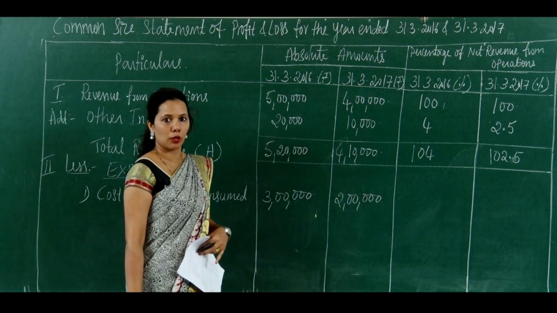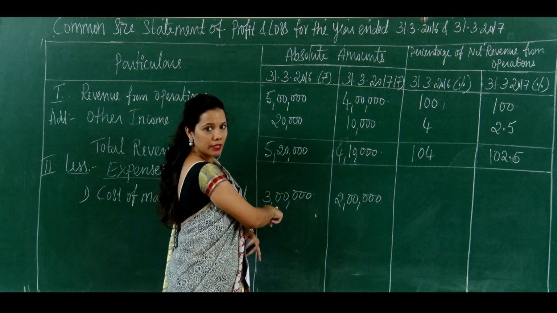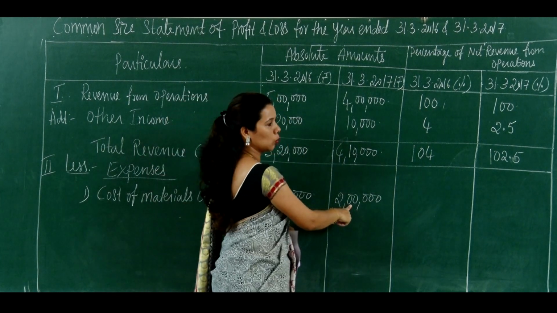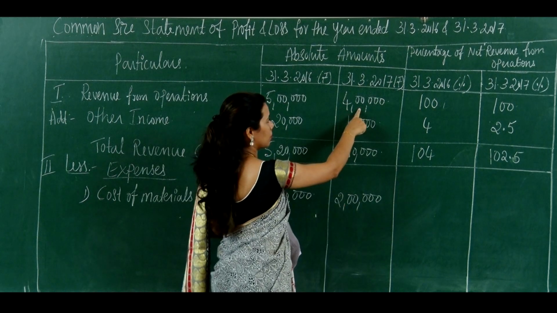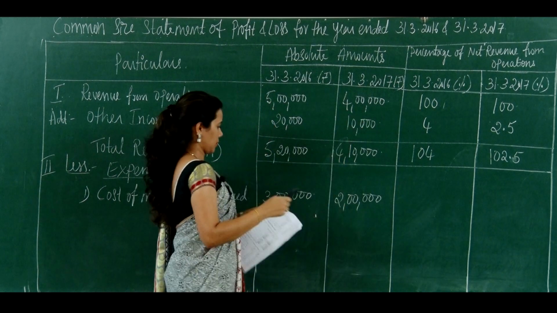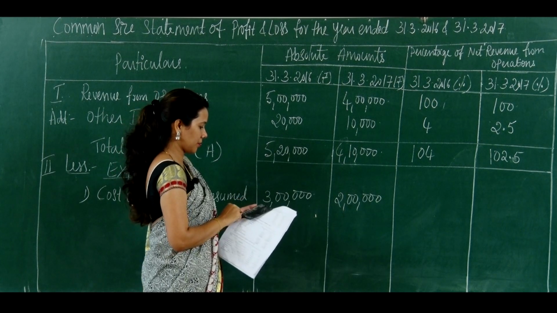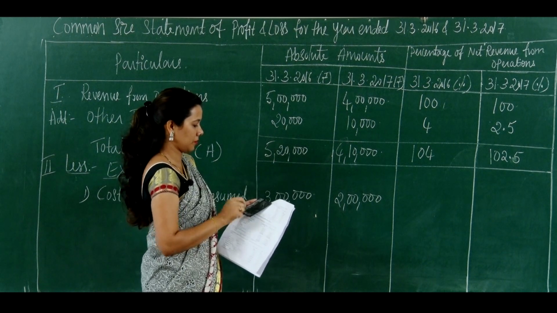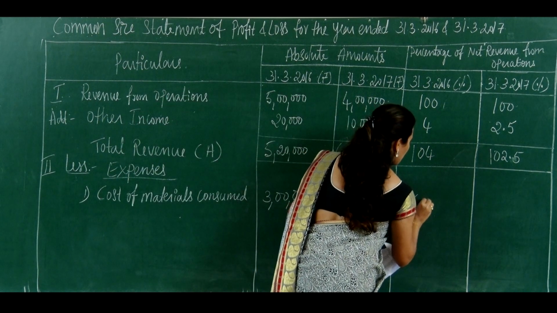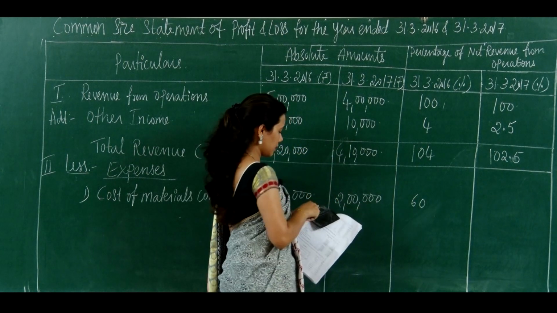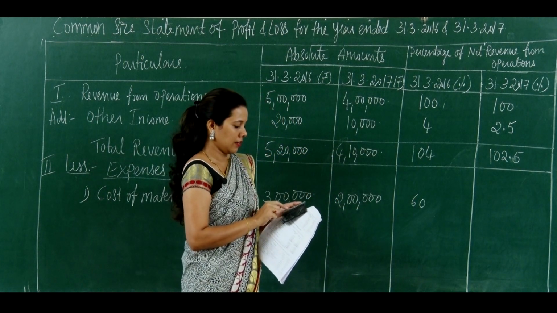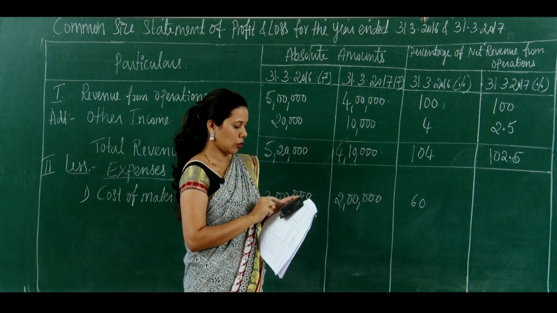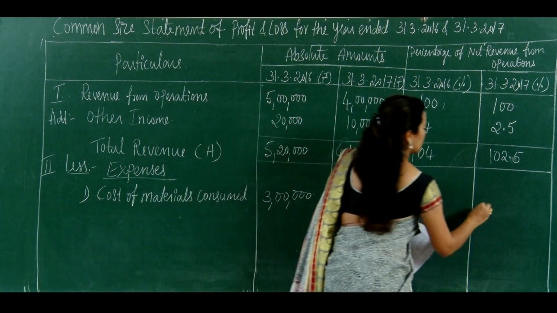So, same method we have to follow. 3 lakhs we have to convert into percentage by a common base, that is 5 lakhs, and here 2 lakhs you have to convert into percentage with the common base 4 lakhs. So, it is 3 lakhs divided by 5 lakhs into 100. So, 60%, and the next one is 2 lakh divided by common base 4 lakhs into 100, 50%.